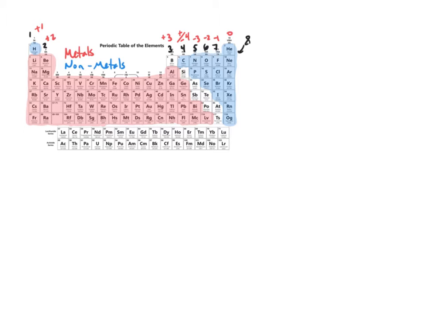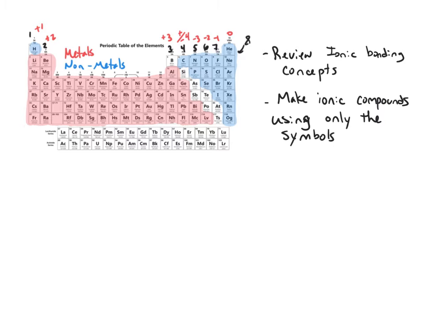Hey everybody, we're going to continue talking about ionic bonding in this next video lesson, and we're going to specifically talk about how to make ionic molecules or ionic compounds with the elements from the periodic table. In this video lesson, we will first review the concepts from last video, and then I'm going to show you how you can use just the symbols from the periodic table to make molecules that are ionic compounds using metals and nonmetals.